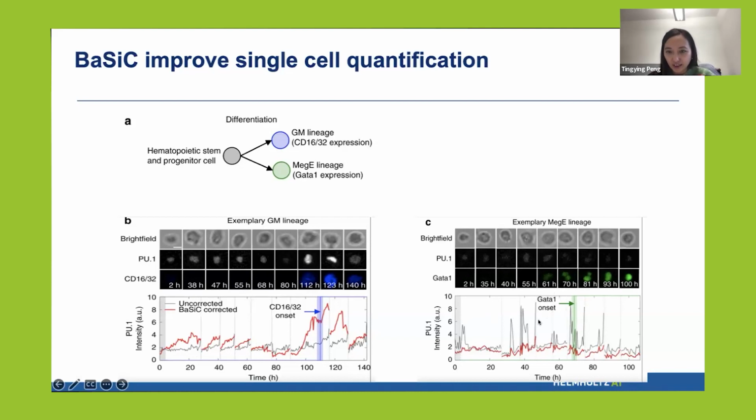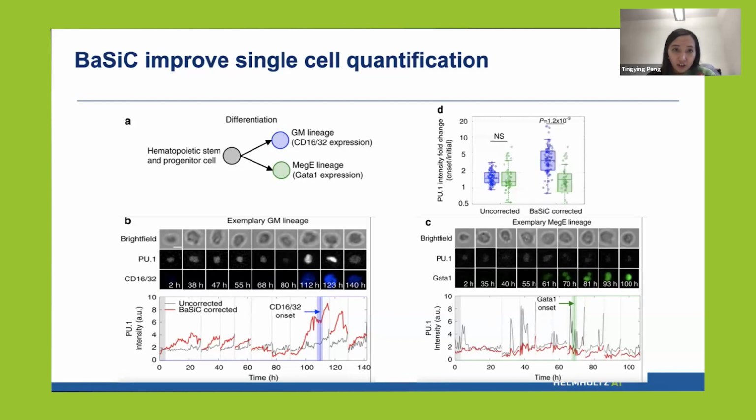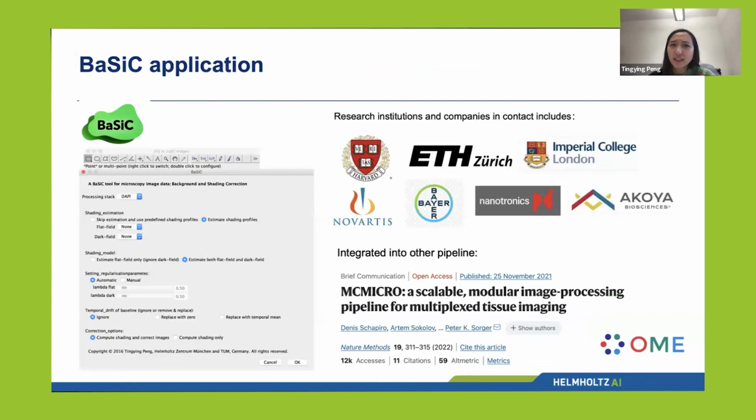And for the MEG lineage, at this marker onset, you don't see the upregulation, because the red curve is after correction. That's also in the final quantification. If you don't do any correction, you don't actually see the difference of this molecular amount of fluorescence in these two lineages. Only after correction do you see this upregulation in the GM lineage as compared to the MEG lineage. So you see the statistical difference. That highlights the importance of using illumination correction. It doesn't only make your image look better or more beautiful, it actually affects your quantification.